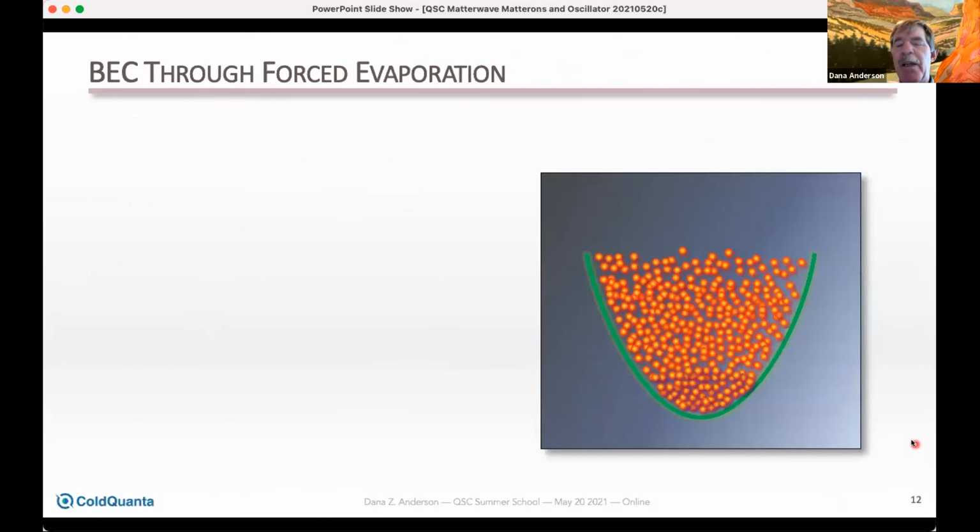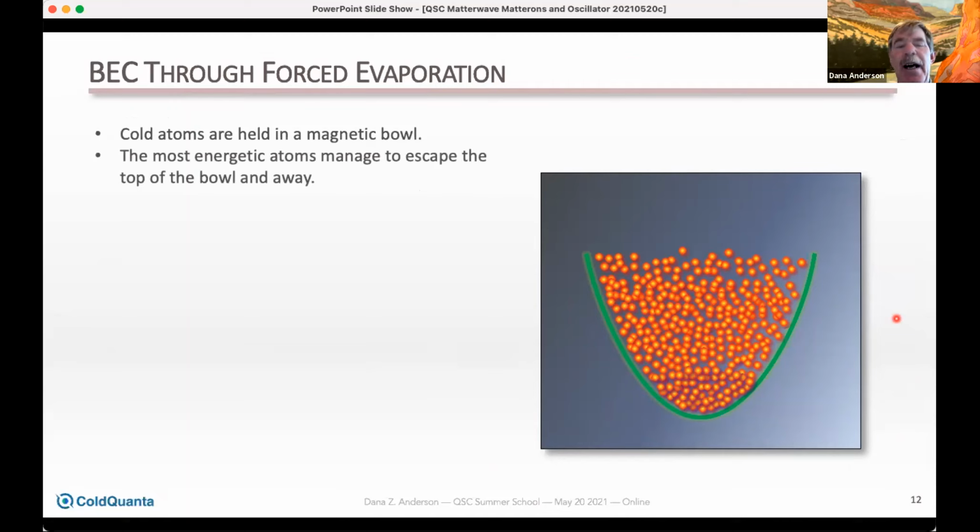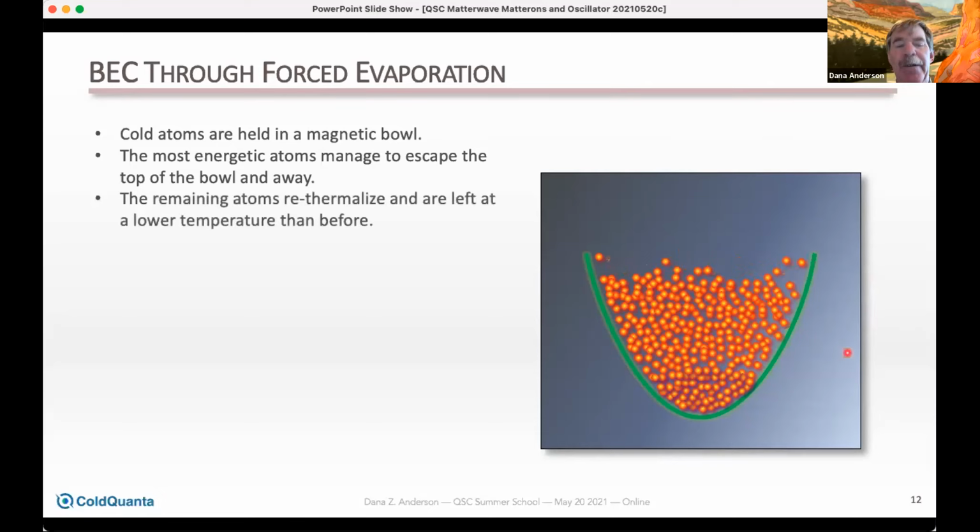How do we make BEC? Well, we start out with a collection of cold atoms in a bowl, like shown here. They might be at a microkelvin temperature for us, or a couple of microkelvin temperatures. That's several kilohertz. They're held in a magnetic bowl, and the bowl has a finite height here, so the energetic atoms can escape the lip of this bowl, and they're the most energetic ones, carrying more than the average of the thermal energy. Therefore, when they leave and you allow the system to rethermalize, well, it gets colder. All right, the remaining ones are left colder.